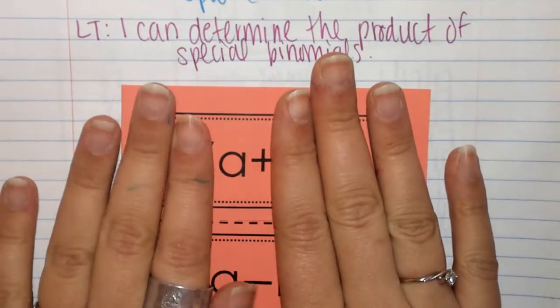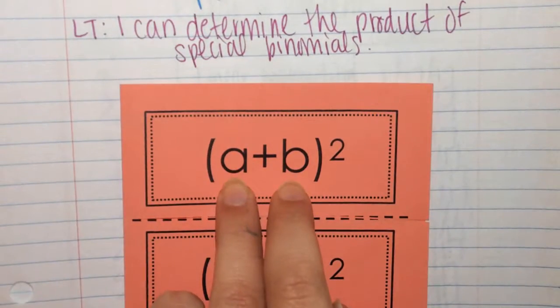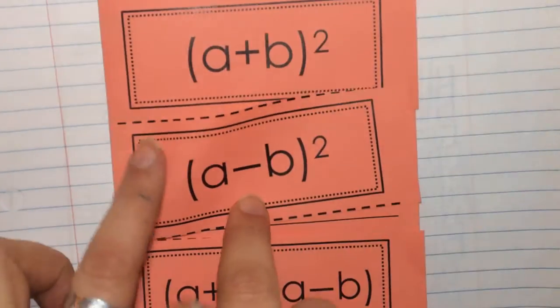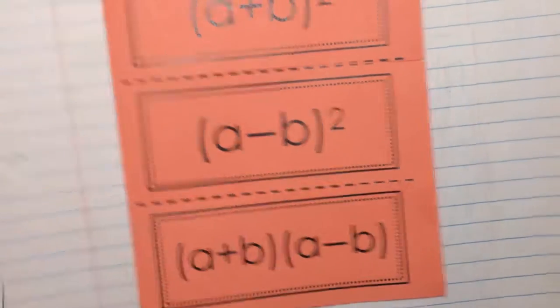Alright, so the first thing we're going to do is our special sum. And then we're going to do our special difference. And then we're going to do this fun guy. And these are very easy, you just have to pay attention.